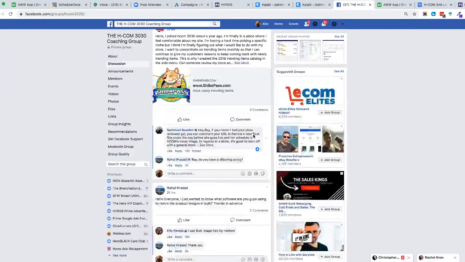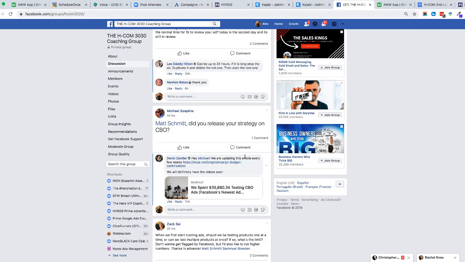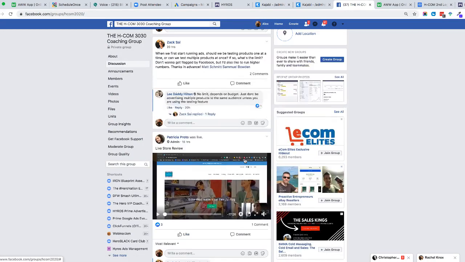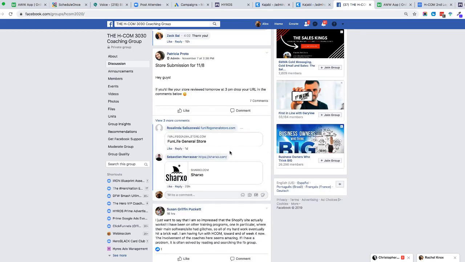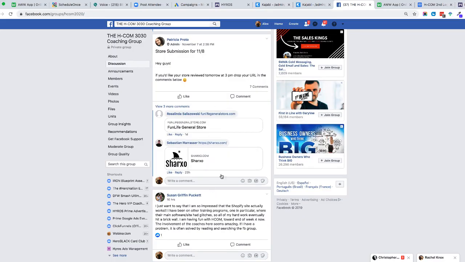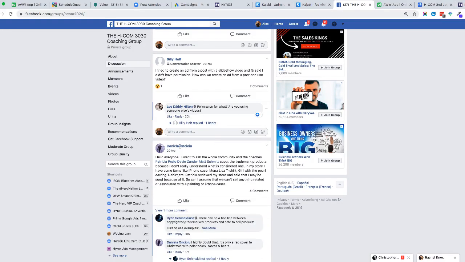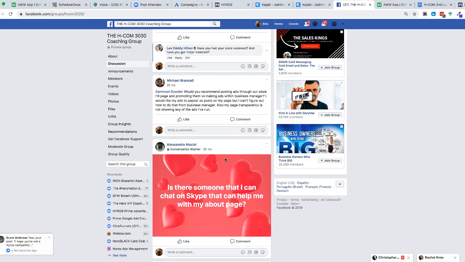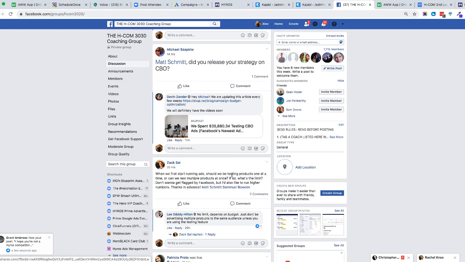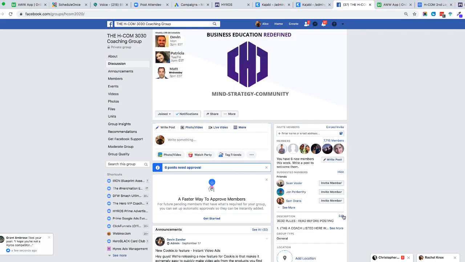So for example, you can see just the interaction levels. And the cool thing about HCOM is the group's been running for so long that it's pretty easy to keep it going. Once you get the snowball of a group going, the group becomes your biggest selling point. So you can see we have live store reviews. The first thing a person sees when they come in is tons of people getting help, tons of people getting their questions answered, having a good time, posting results. This is what you need the group to be. It has to have activity. It has to have people coming in here.